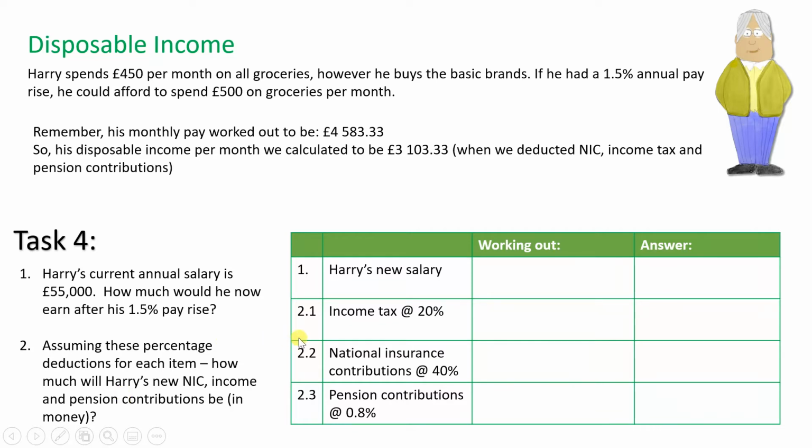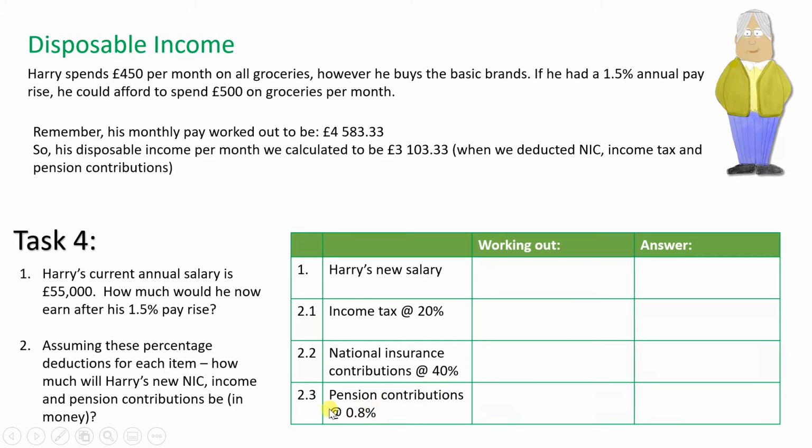Question 2. Assuming the percentage deductions for each item, which are in the box on the right, how much will Harry's new national insurance, income tax and pension contributions be in money? So use the percentages in the right hand table, and you need to work out 20% of Harry's new salary, and then you write in the answer. 40% because he's now on the higher rate for national insurance, so it's gone up a whopping great big rise there, and you work out 40% of Harry's new salary.